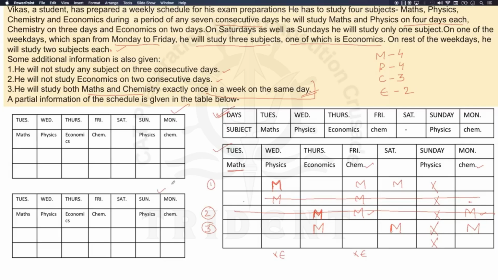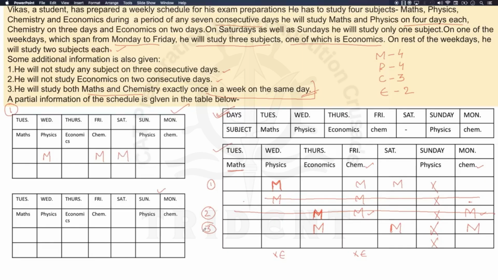We'll put maths with the first combination. So according to the first combination that we have, maths would be on Wednesday, maths would be on Friday, and maths would be on Saturday.